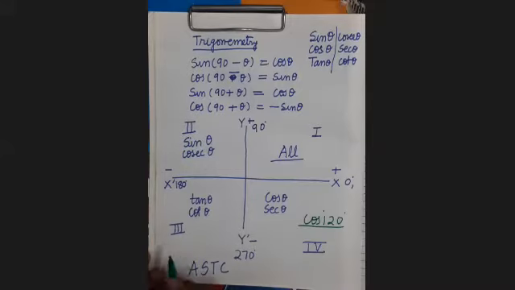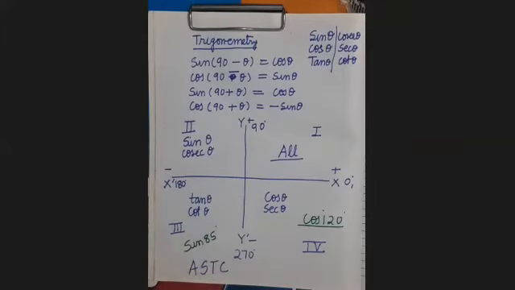Acha. Sin 85 degree, will it be positive or negative? Positive, because it comes in the first quadrant, and in the first quadrant all are positive. Sin 300 degree, whether it is positive or negative? Negative. Why? Because it comes in the fourth quadrant.